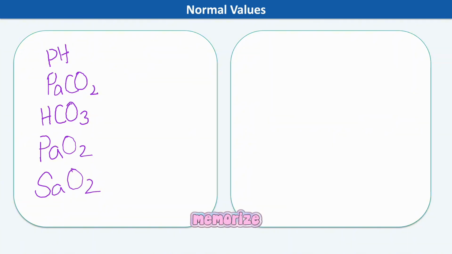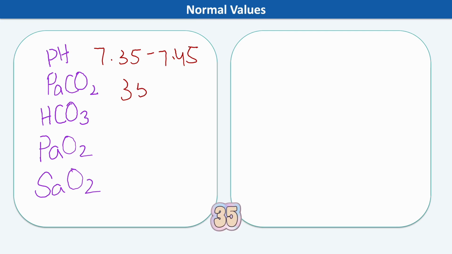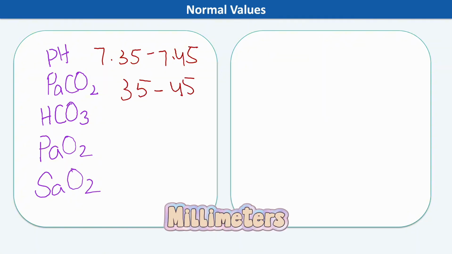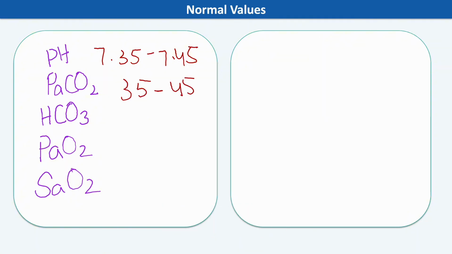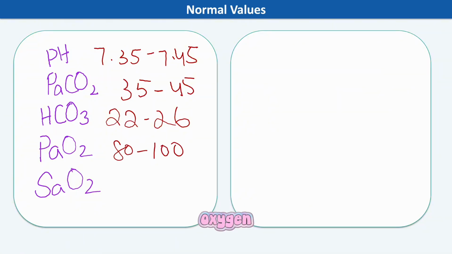We have to memorize the normal values. The pH is 7.35 to 7.45. Carbon dioxide is 35 to 45 millimeters of mercury. Our bicarbonate level is 22 to 26. Our partial pressure of oxygen is 80 to 100. And our oxygen saturation, we all know, is 95 to 100%.